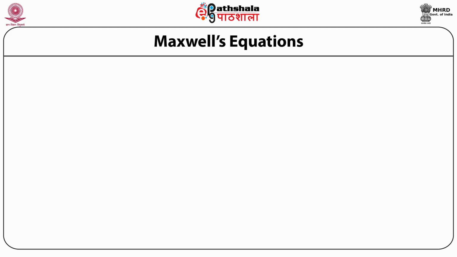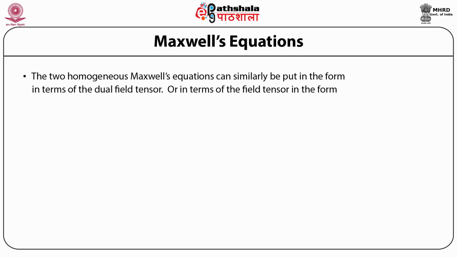Maxwell's equations. Now let us write down the two homogeneous Maxwell's equations also in the tensorial notation using the dual field strength tensor, and that can be written as del subscript alpha acting on small f superscript alpha beta is equal to 0. So in this way, using the dual field strength tensor, we are able to express all the four Maxwell's equations, where the two inhomogeneous Maxwell's equations are represented in terms of the field-strength tensor, and the two homogeneous Maxwell's equations are represented in terms of the dual field-strength tensor.